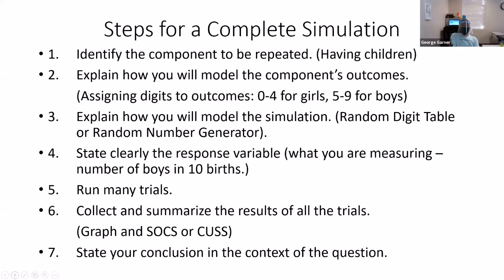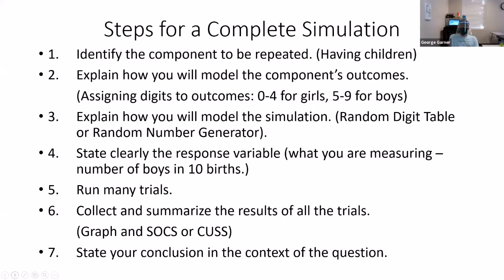So here's how we run one. Now we're not going to be quite this formal, but it's going to be the basis for how to handle a simulation, like identifying a component that's repeated, like having kids. And then explain how we're going to model the component's outcomes. So we will do that by assigning digits. So 0 to 4 will represent a girl. If we generate random numbers, any number that's 0 through 4 will be representative of a girl. 5 through 9 would be for boys. There's your 50-50 split, right?